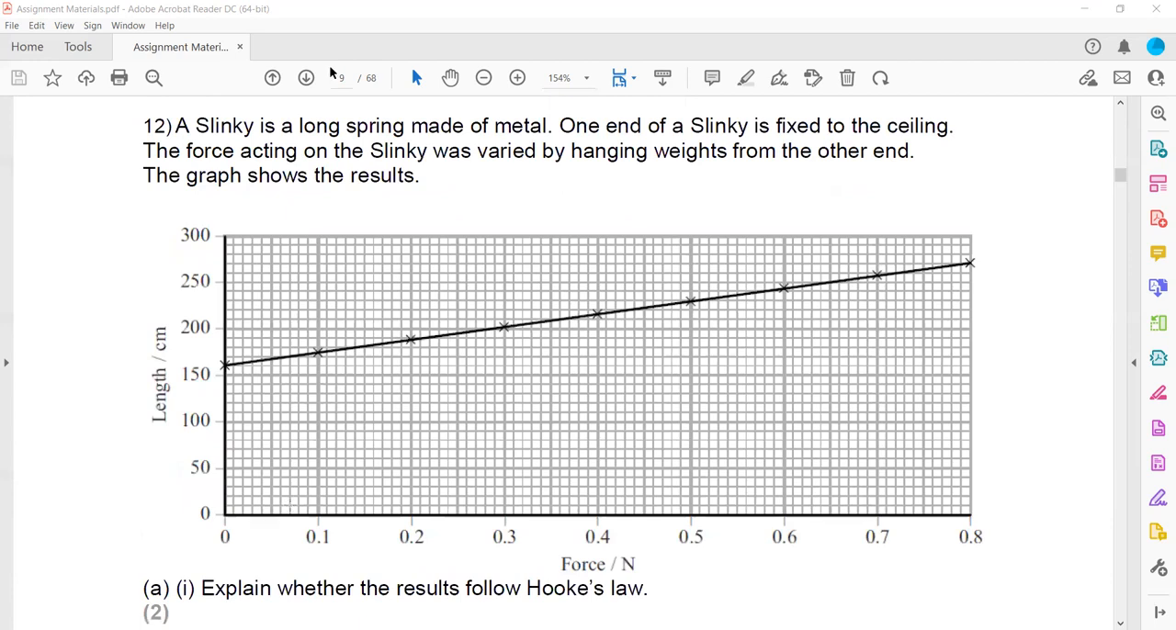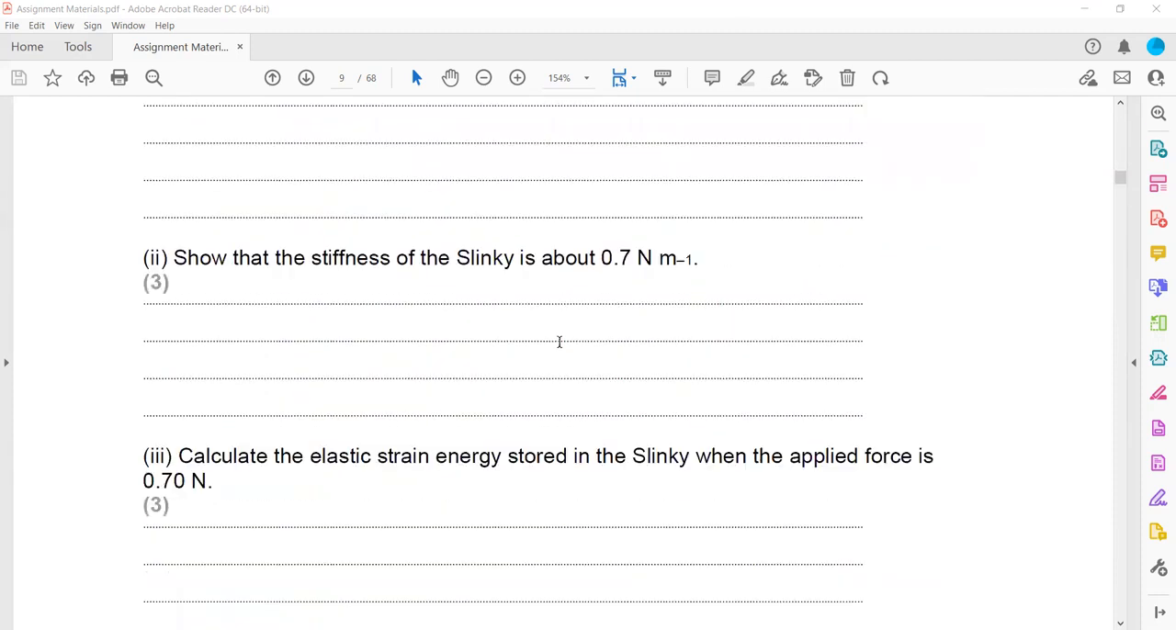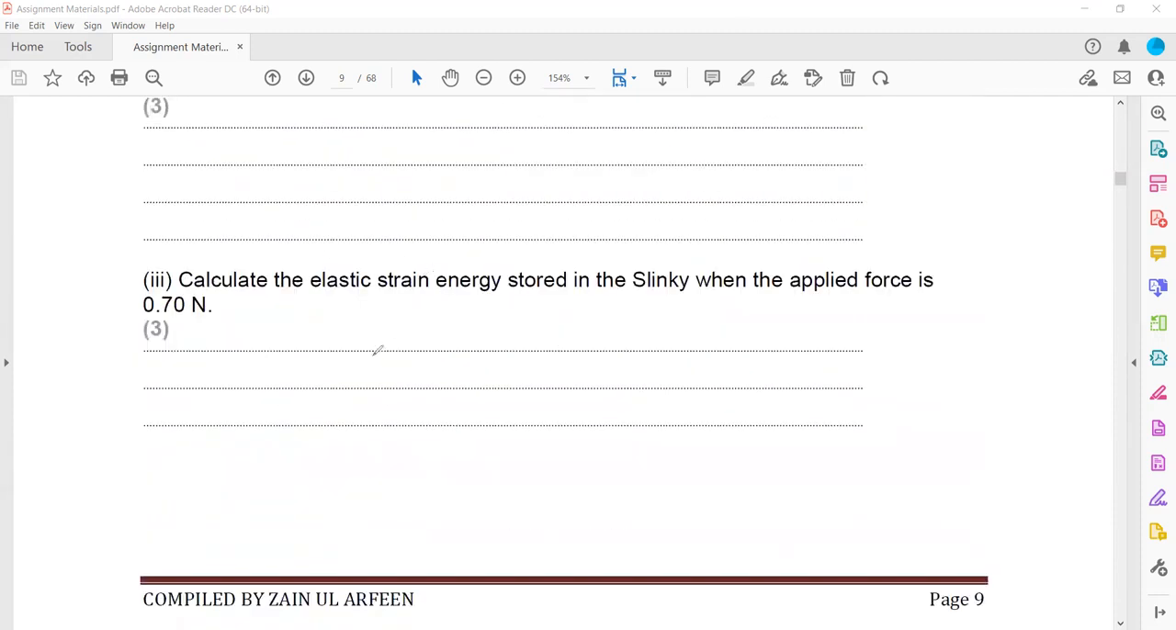So when you check the graph for a force of 0.7, the length is 260. And this was 160. So 260 minus 160, that equals 100. 100 centimeter, or we divide by 100, so it will be equal to 1 meter. So it will be half force into extension.